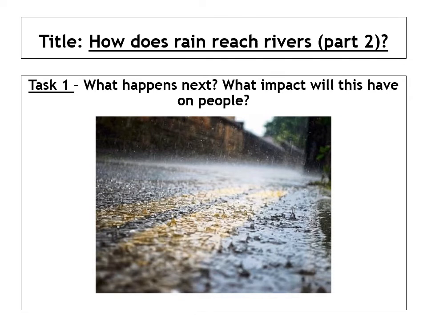Okay, so task 1, we've got a what happens next. I've got a picture underneath and what impact will this have on people. So have a look at that image for me of the heavy rainfall. Just tell me, what do you think will happen next? Why do you think it will happen, and what impact will it have on people? And write that down for me. Okay, so pause me here for task 1. Okay, moving on to the next task.